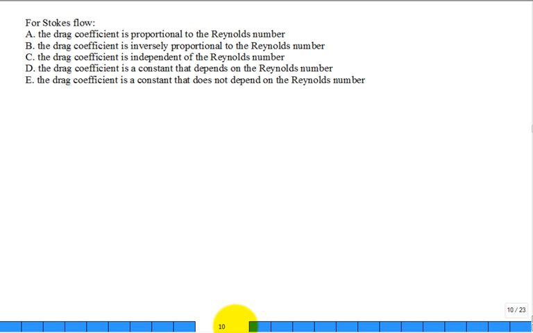For Stokes flow, the drag coefficient is proportional to the Reynolds number. The drag coefficient is inversely proportional to the Reynolds number. The drag coefficient is independent of the Reynolds number. The drag coefficient is a constant that depends on the Reynolds number, or is a constant that does not depend on the Reynolds number. You tell me.